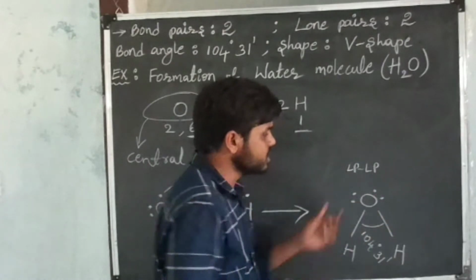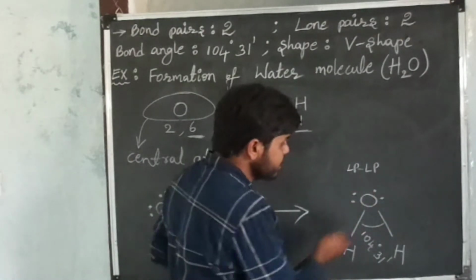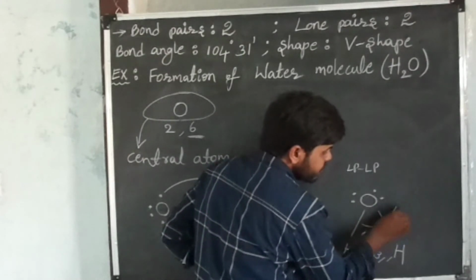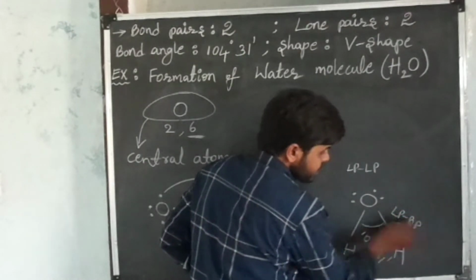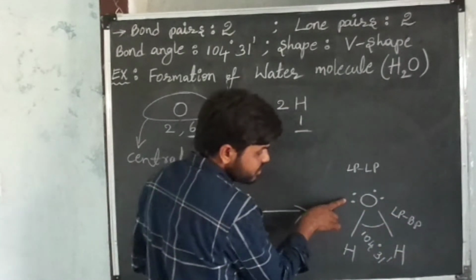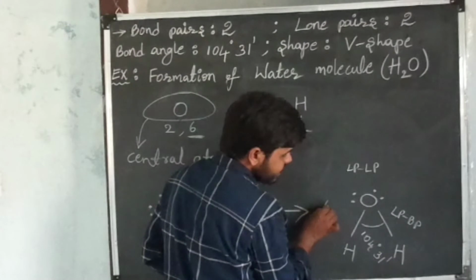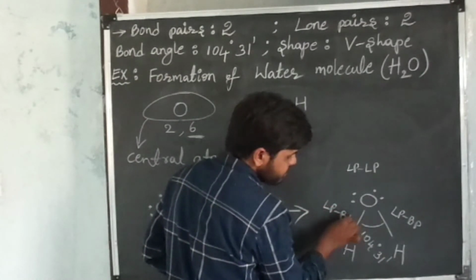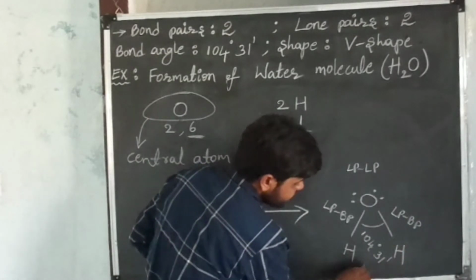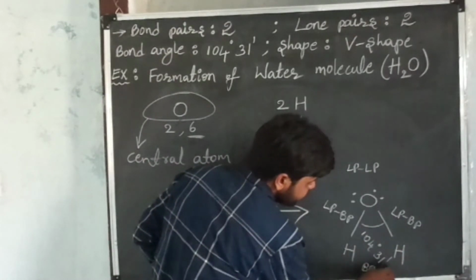Between lone pair and bond pair electrons, we get lone pair bond pair repulsion. Here also, between lone pair and bond pair, we get lone pair bond pair repulsion. Here these 2 are bond pairs. Between these 2 bond pairs, we get bond pair repulsion.